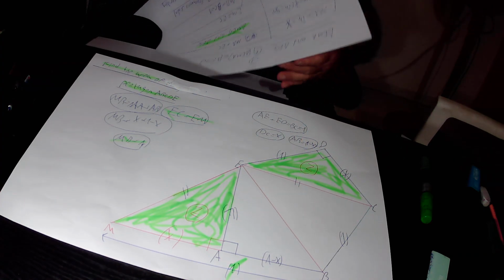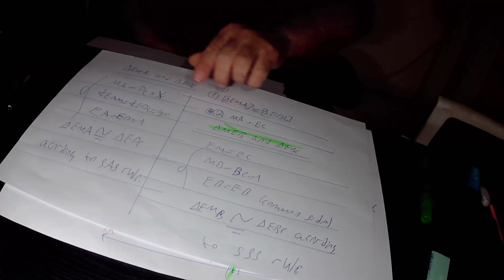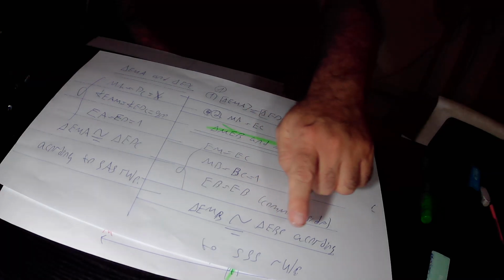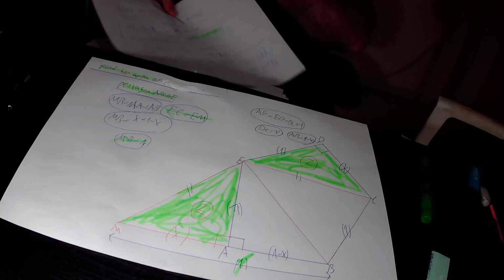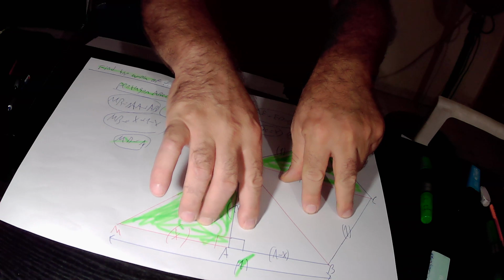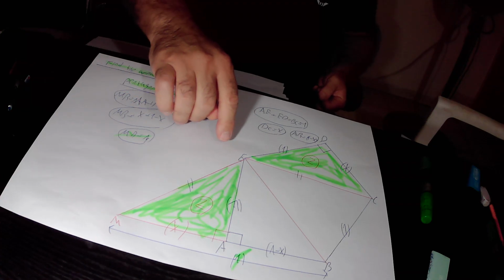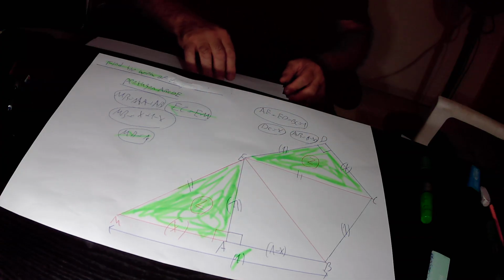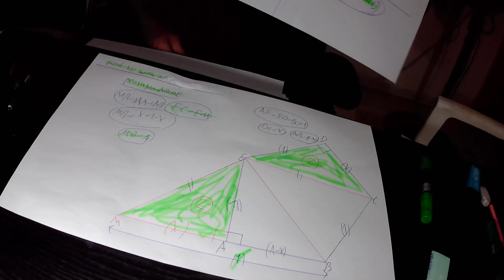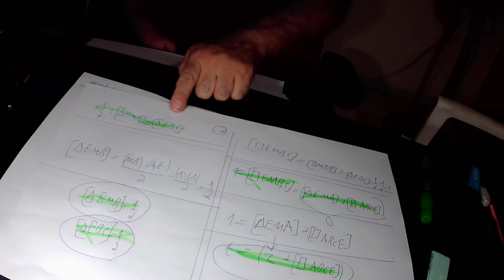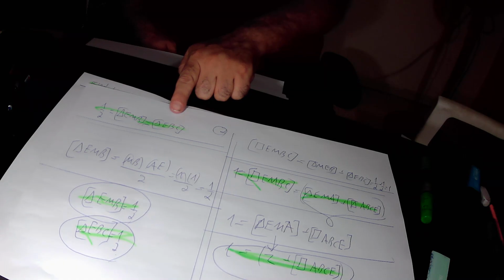Okay, again, we found out that triangle EMB is congruent to triangle EBC according to the side rule. And from the fact that those two triangles are congruent, we derive that they also have the same areas. That is to say, the area of this triangle EMB is equal to the area of this triangle EBC.